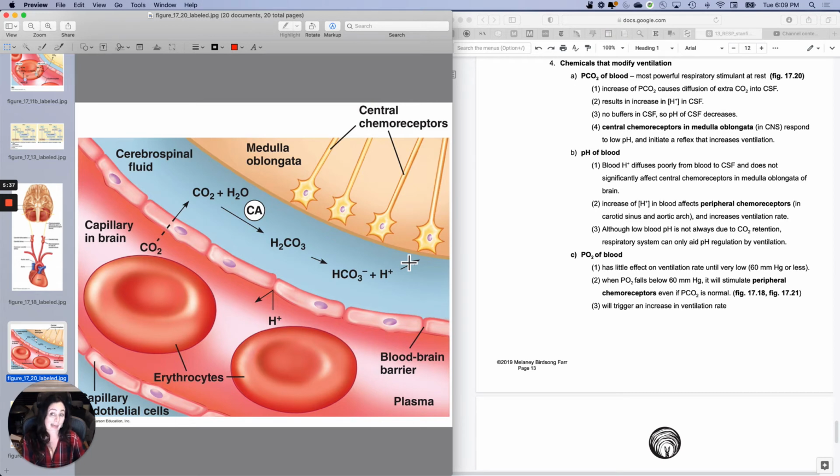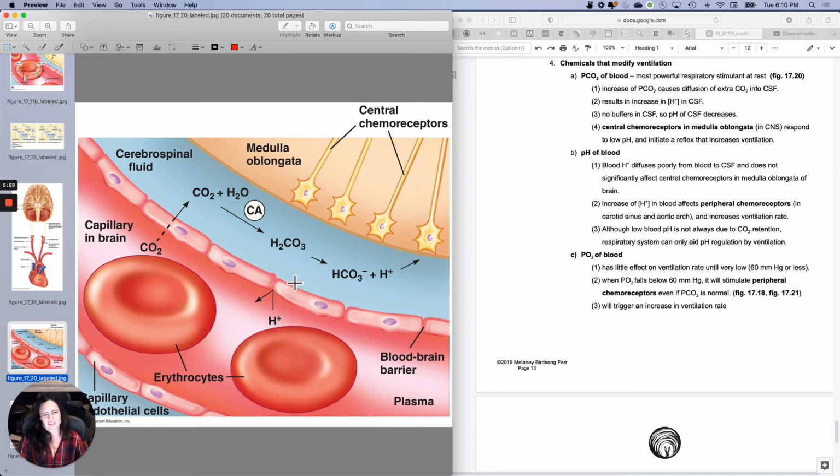Okay, so that is why, because of what we call these central chemoreceptors, because they're in the central nervous system. Central chemoreceptors are activated by an increase in PCO2 in the blood. It'll make you breathe. Carbon dioxide diffuses in, and your brain's like, we are not putting up with this crap, and makes you breathe.